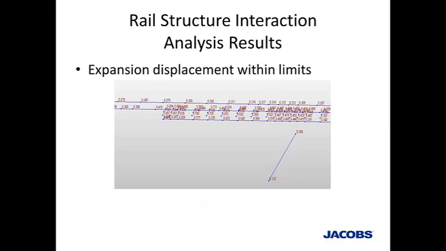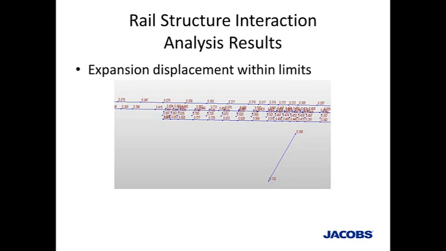Similarly, this shows the rail expansion joints. And it looks like we have about 9/10 of an inch of expansion. That's with temperature, live load force, and the rest of the group 4 load combination. So again, that's within the limits of what we'd expect.